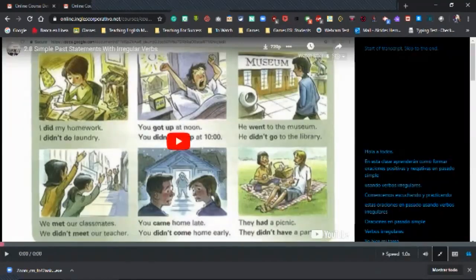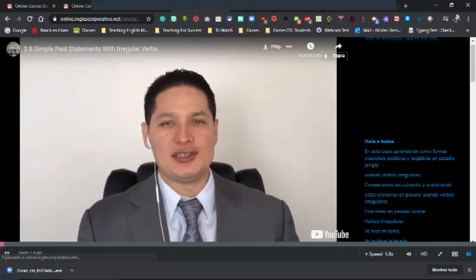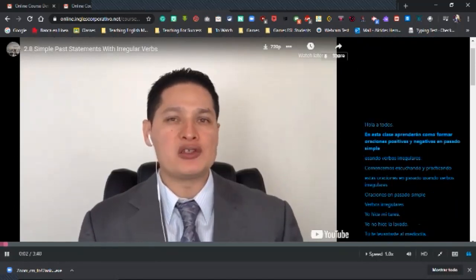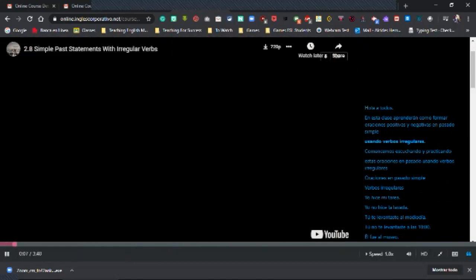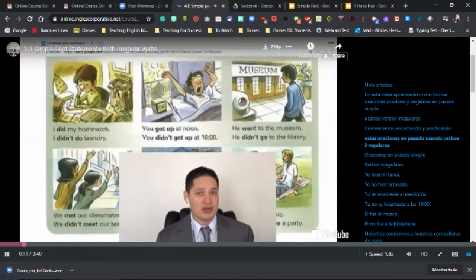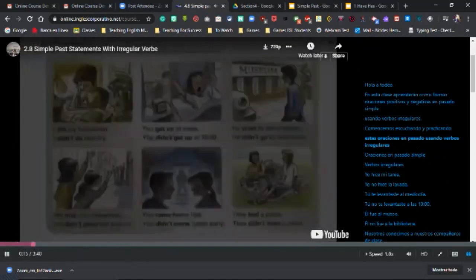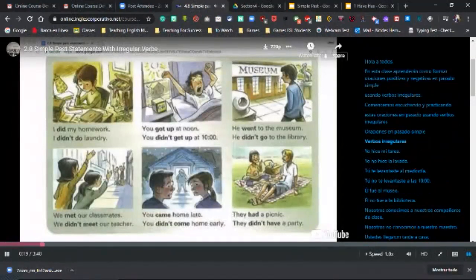Here we go. Can everybody see this? Yes. Good. Okay, let's pay attention to this. Hi everyone, in this class you'll learn to form positive and negative statements using irregular verbs. Let's get started by listening and practicing these statements in the past using irregular verbs. Simple past statements, irregular verbs.